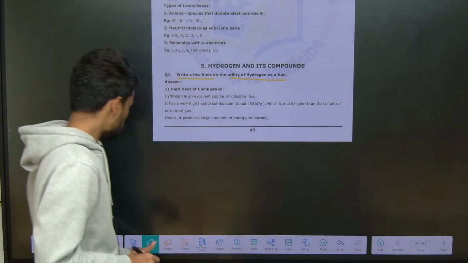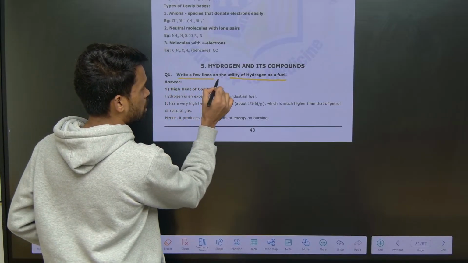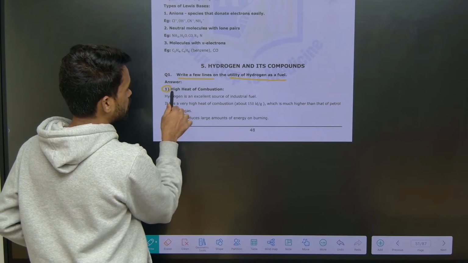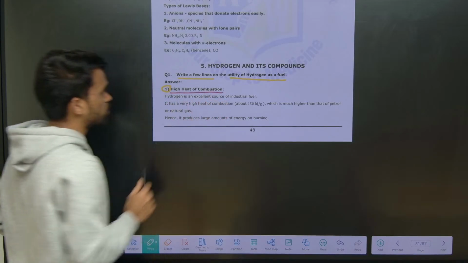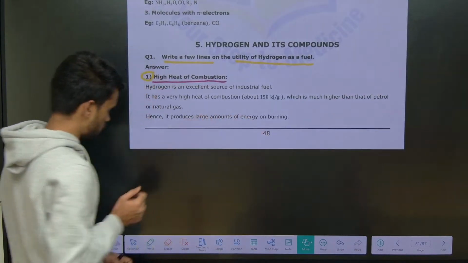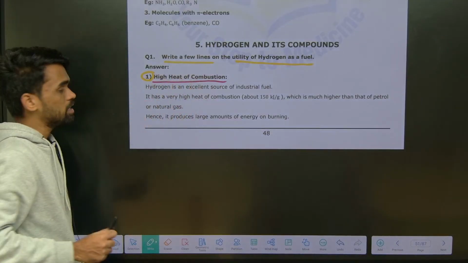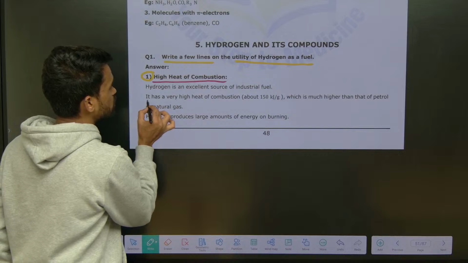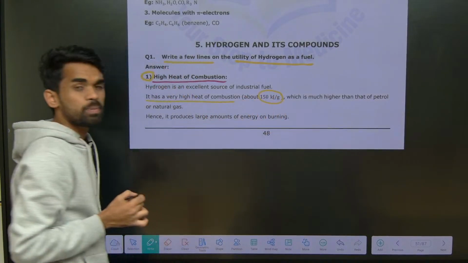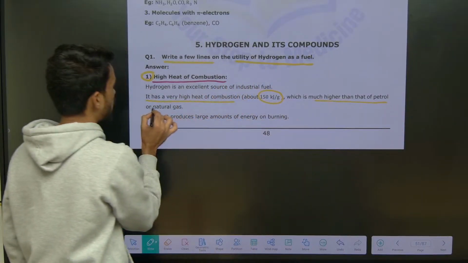So the first question is: write a few lines on the utility of hydrogen as a fuel. The first point is that it has a high heat of combustion. Hydrogen is an excellent source of industrial fuel, and it can be used as a fuel because it has a high heat of combustion. It is about 150 kilojoules per gram, which is much higher than that of petrol and natural gas.